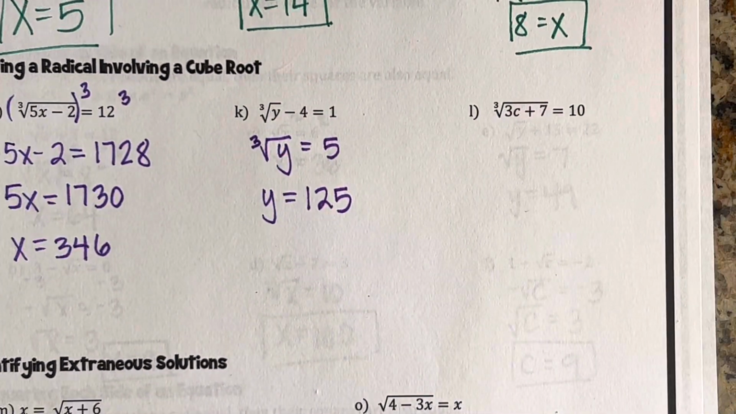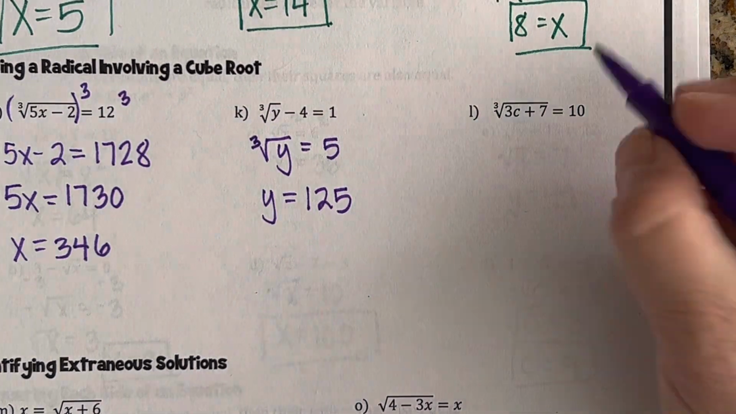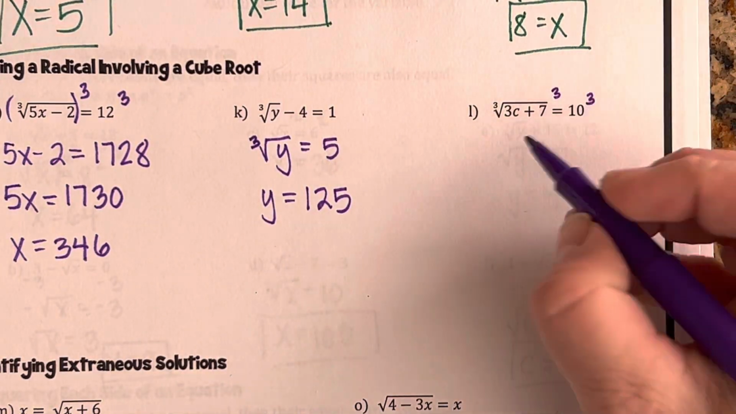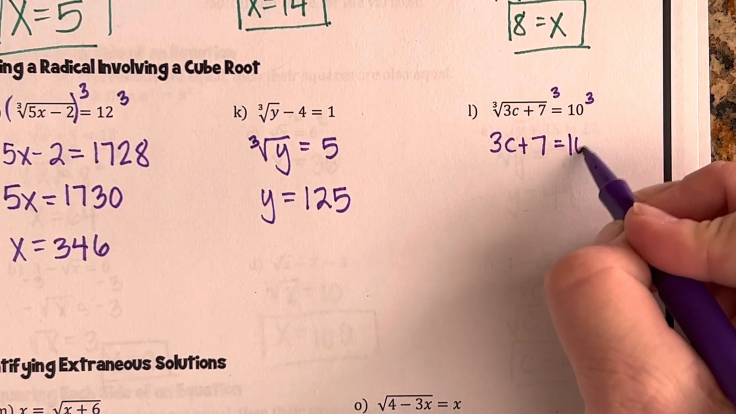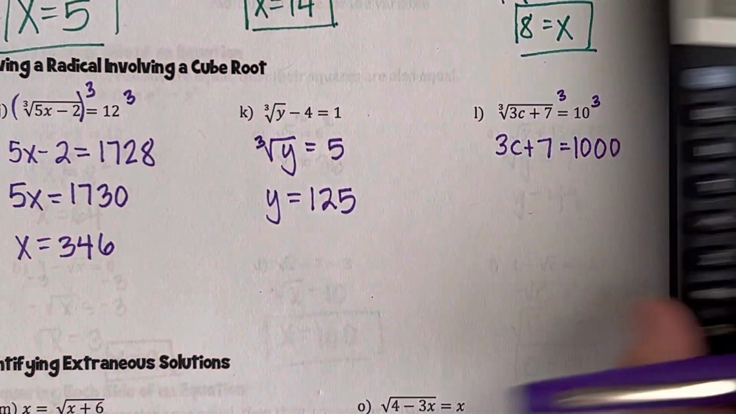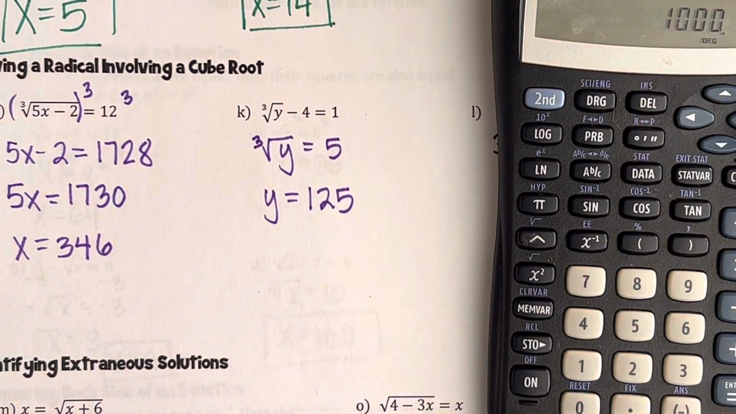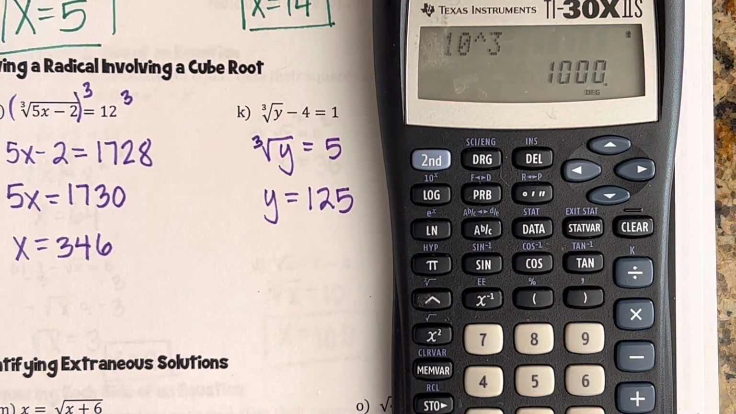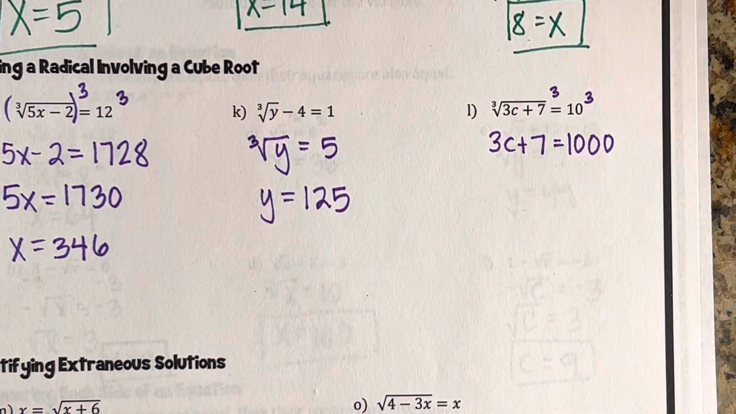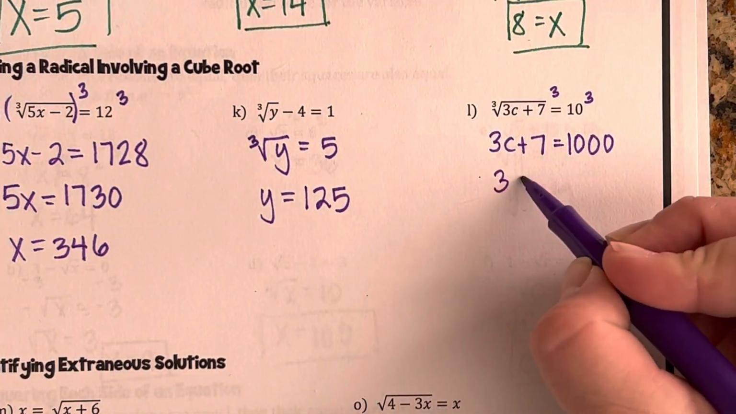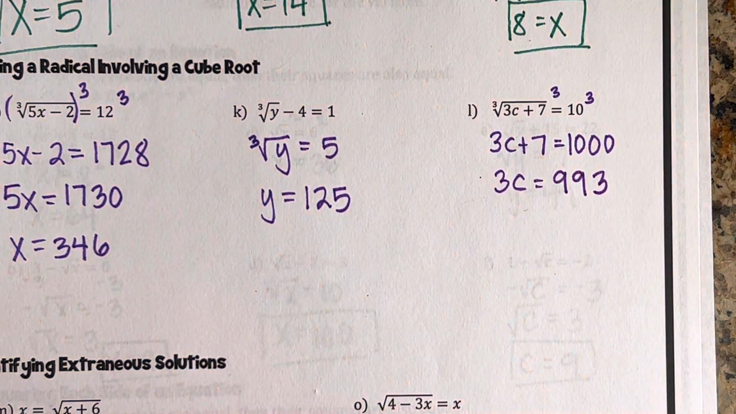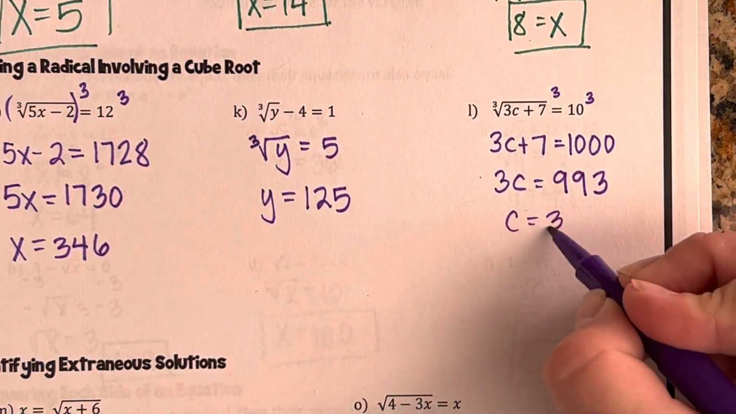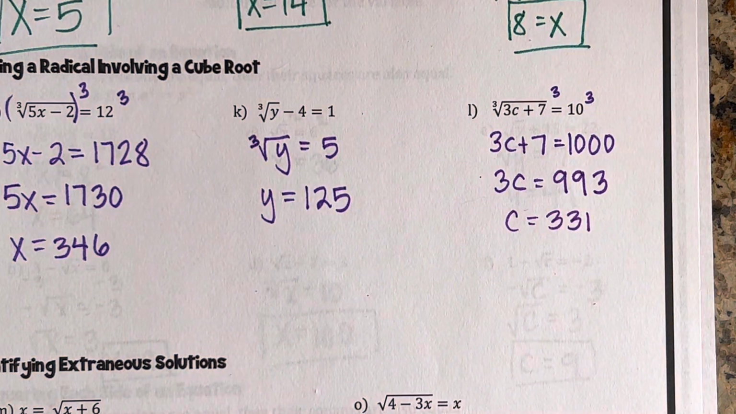So on this last one with a cube root, what we're going to do is cube both sides. So 3c plus 7 equals 10 to the third power, which is 1,000. If you weren't sure, 10 times 10 is 100, times 10 is 1,000. So now we're going to subtract 7. So 3c equals 993. And then we're going to divide to get c equals 331. And that would be my answer.